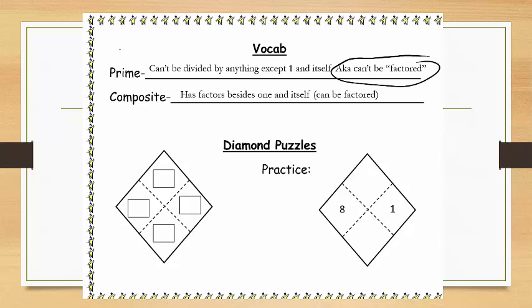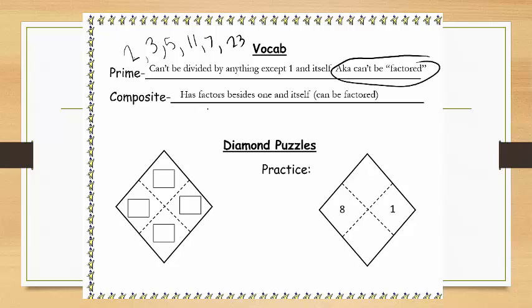So some examples of prime numbers would be 2. Nothing goes into 2 except 1 and 2. 3, 5, you have 11, 7, 23. Those are all prime numbers.